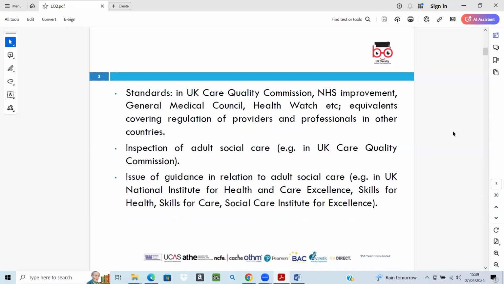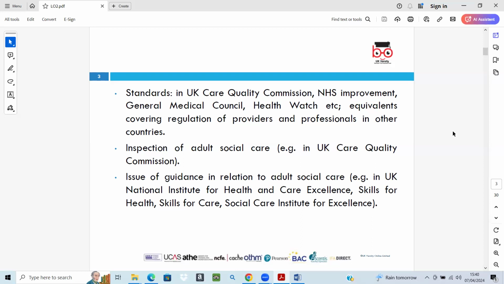With slide 3, standards in the UK: Care Quality Commission, NHS Improvement, General Medical Council. Right. So we have a few of the important bits here which we need to discuss. For example, the Care Quality Commission, CQC. We always discuss that.